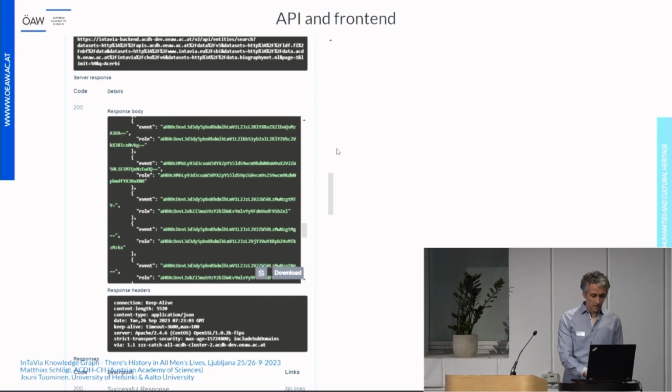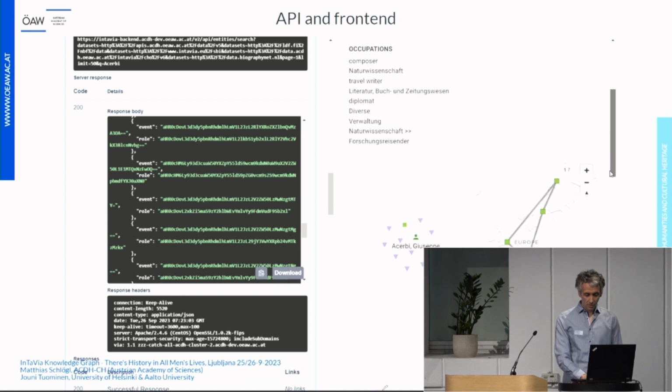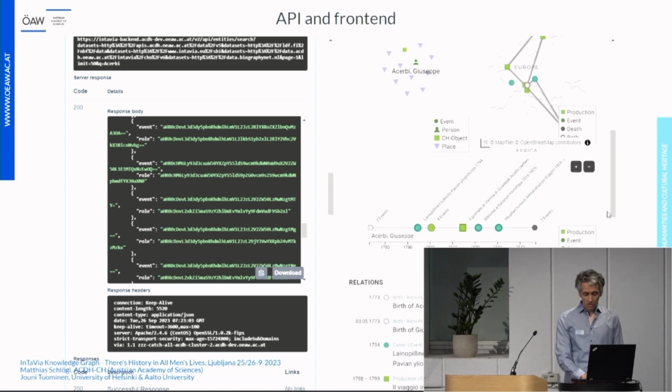And if you look at that in the front end, this Acerbi looks like this. So you see here the links to the different instances that we have, the Wikidata, but also the Gemeinsame Normdatei from the German National Library, and the Austrian APIS entry. And you then have here the occupations as in the API, but also this timeline of events that we extracted from the sources.